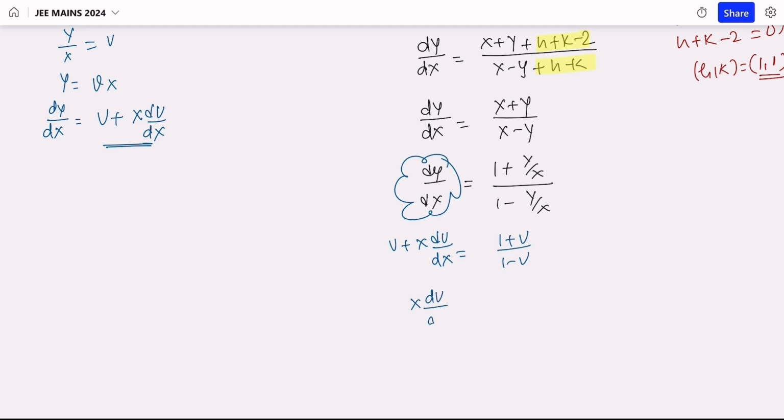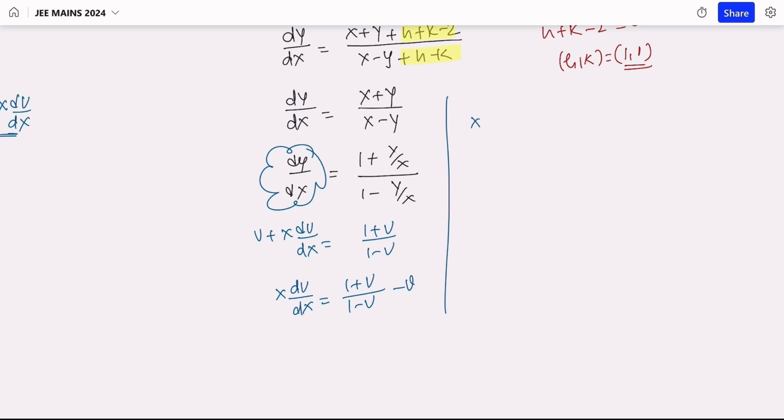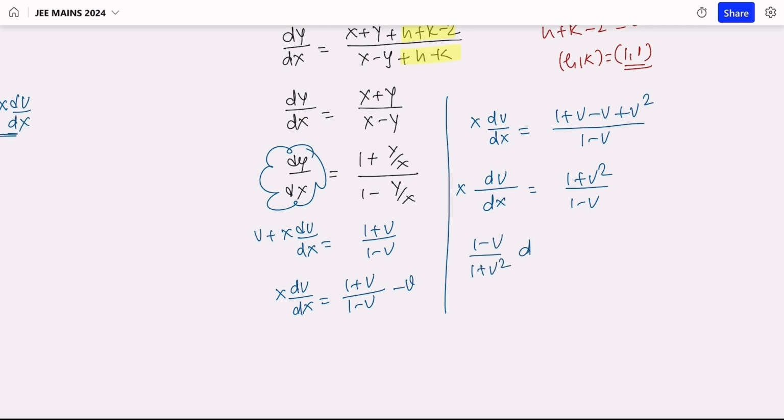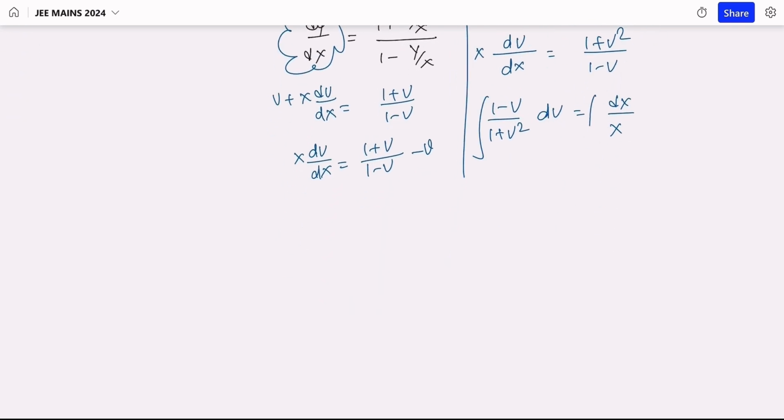So we have X dv by dX is equal to 1 plus v upon 1 minus v minus v. Okay, if we simplify this one, so we have X dv by dX is equal to 1 plus v minus v plus v square upon 1 minus v. So we have dv upon dX multiplied with X is equal to 1 plus v square upon 1 minus v. Variable separable if we use, so we'll get 1 minus v upon 1 plus v square dv is equal to dX by X.